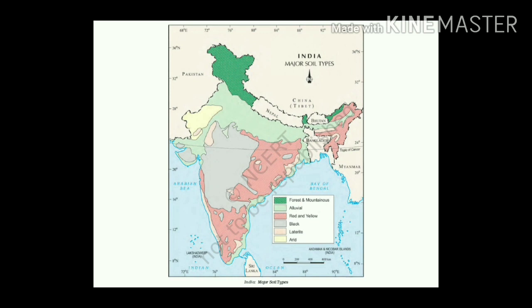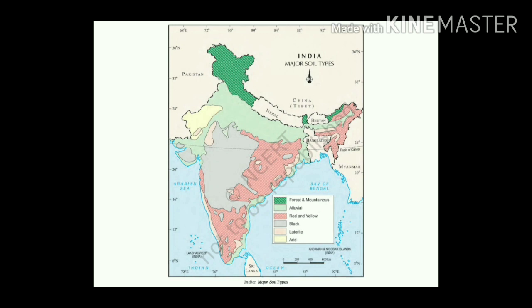On the eastern side you can find some of the northeastern states where, on the delta of the river, the presence of alluvial soil is visible to us. Then students, we can find the black soil available in the Deccan Plateau region and some parts of northern India. Red and yellow soil is visible too, extending over all the eastern part, in the peninsular region, close to the Bay of Bengal.